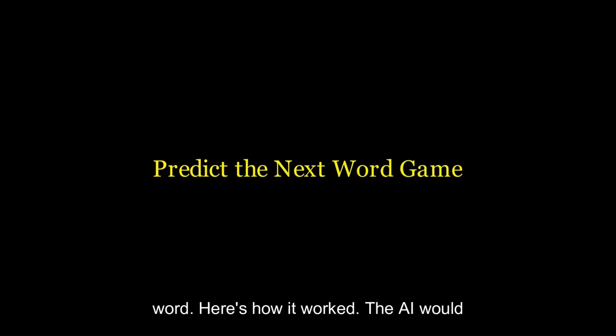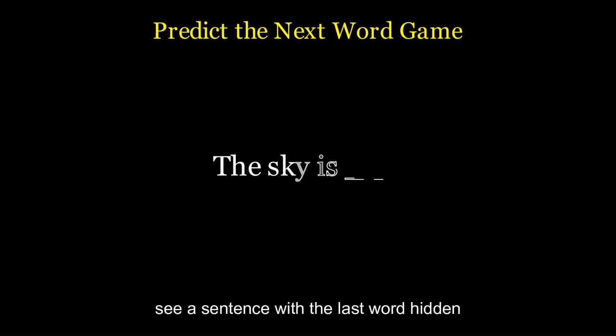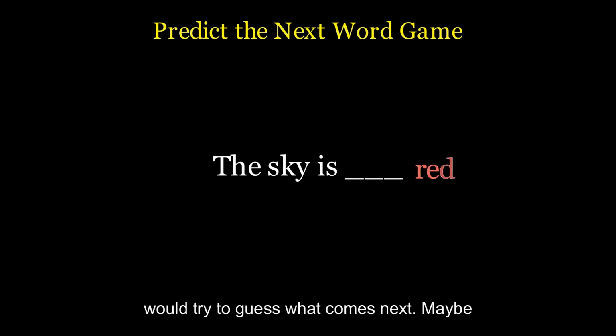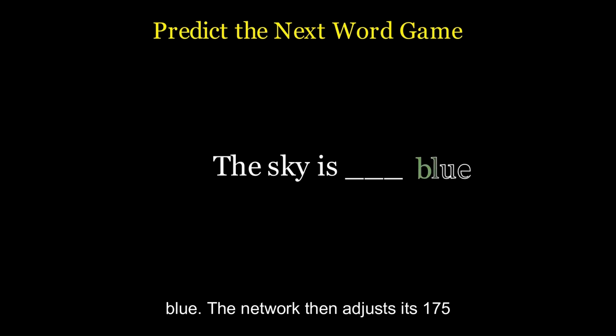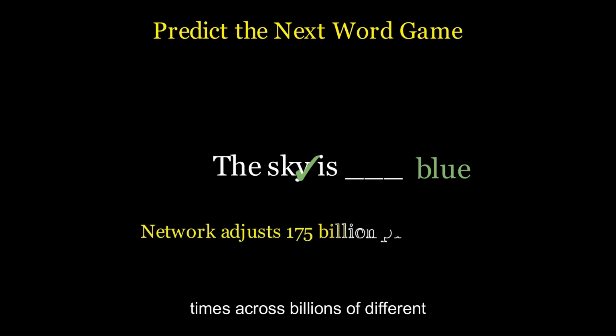But it didn't just memorize this data. Instead, it played a game called Predict the Next Word. Here's how it worked. The AI would see a sentence with the last word hidden, like "the sky is ___," and it would try to guess what comes next. Maybe it guesses red. The training system checks and says, nope, the actual word was blue. The network then adjusts its 175 billion parameters slightly to make blue more likely next time in similar contexts. This happened trillions of times across billions of different sentences.